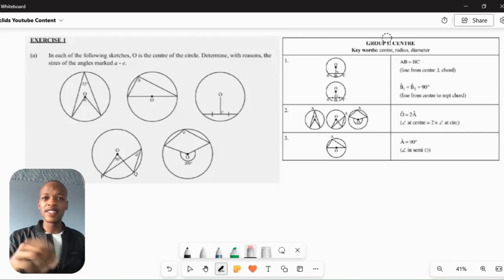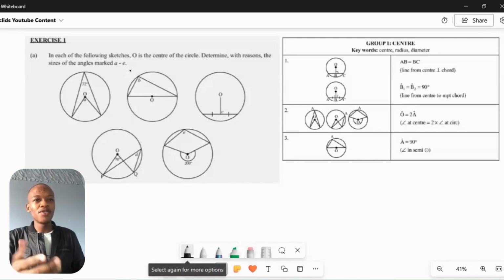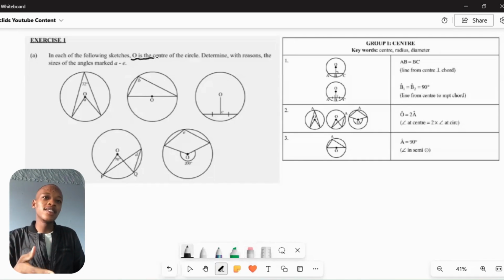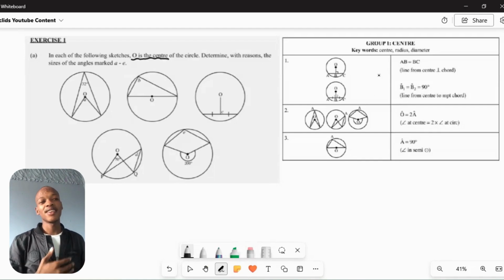Okay, check here. We have exercise 1A. So what are we going to be doing here? You are told that in this sketch, O is the center, and then you bring up your notes. Now my notes are here. Can you see mine? Group A. Whenever I am given a center, this is what I know. So we have number one. I'll name this one 1A, and then 1B.